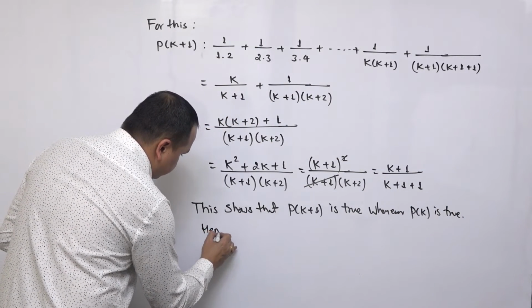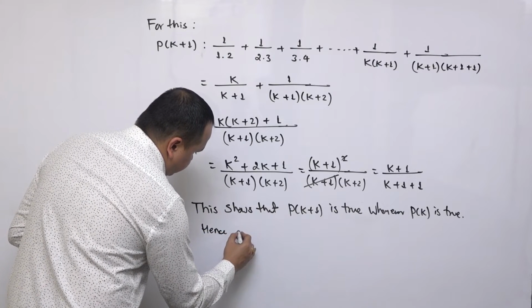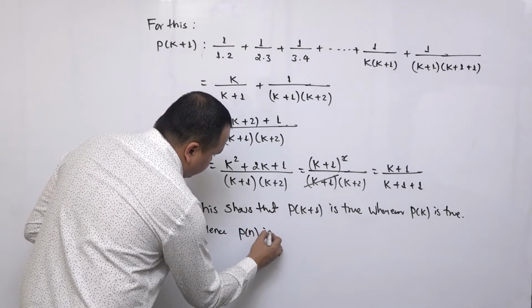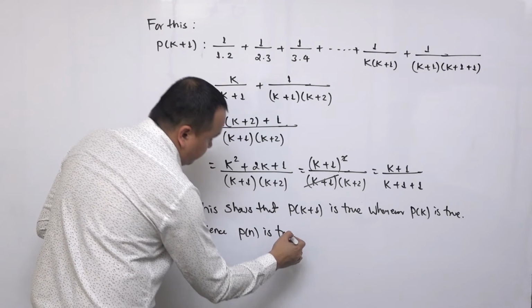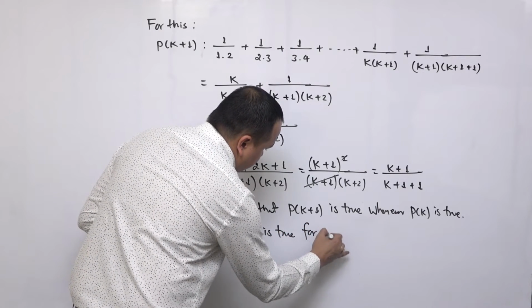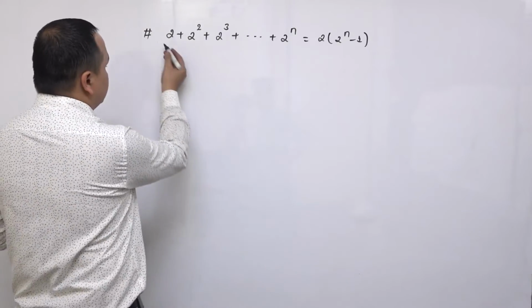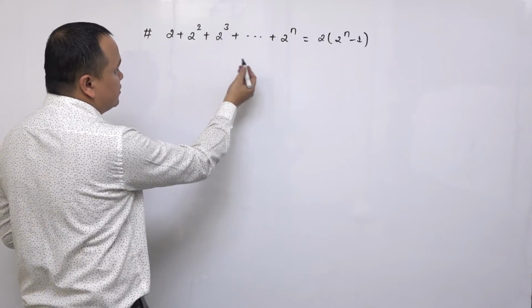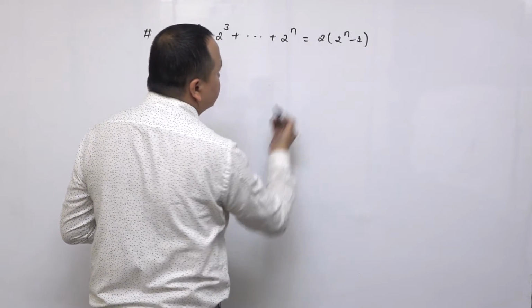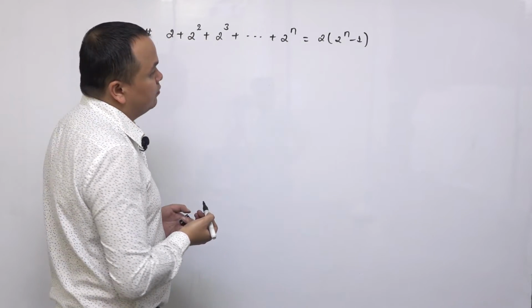Hence Pn is true for all n belongs to natural numbers. 2 plus 2 square plus 2 cube plus ... plus 2 to the power n is equal to 2 times of 2 to the power n minus 1.